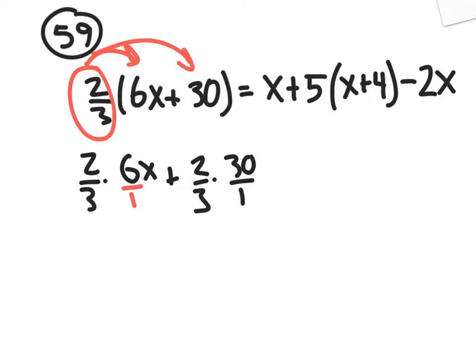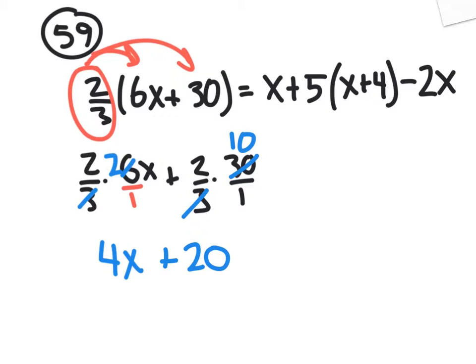Okay, now the 6 up on top could cancel with the 3 on the bottom, and you're going to have 2 left over up on top, because 6 divided by 3 is 2. Do you understand? And 2 times 2 is 4 with an x left over. Now we're going to do the same over here on these fractions that we're multiplying. So the 3 and the 30 cancel out, and you're going to have a 10 left over up there. Does that make sense? Okay, so what do I have? I have a plus 20, because 2 times 10 is 20. And that's what's left on my left side of my equal sign.